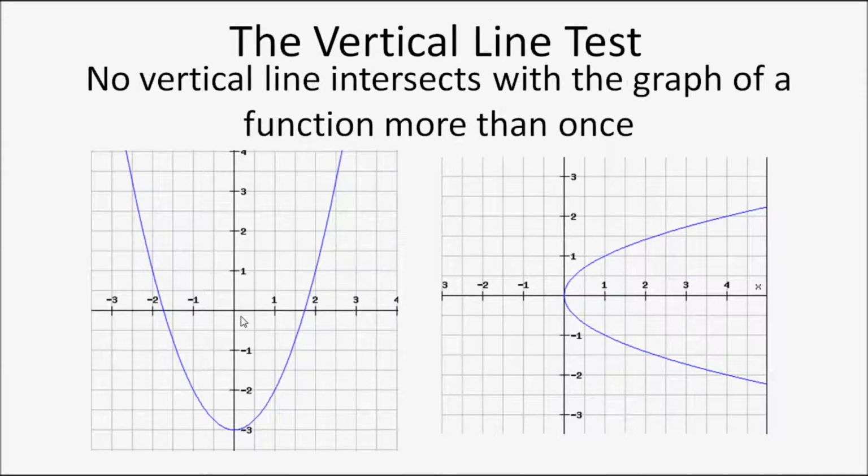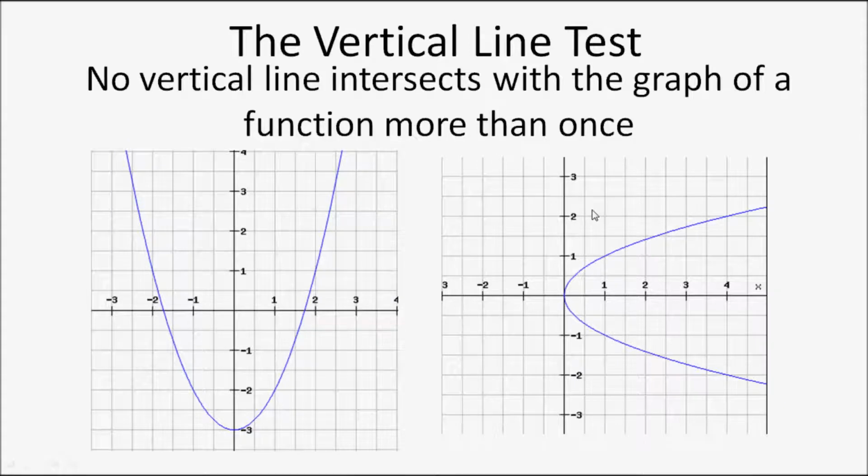Okay, we have a test for checking whether a graph of a relation is the graph of a function. This is called the vertical line test. And this test says no vertical line intersects with the graph of a function more than once. So if this graph is the graph of a function, no vertical line should intersect with the graph more than once.